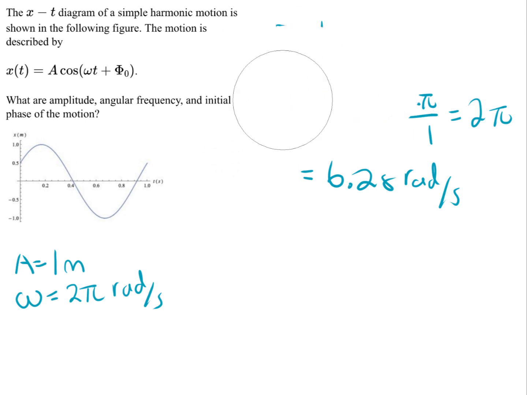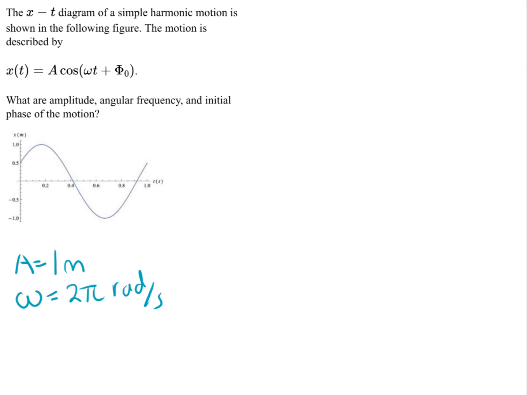Now that we have figured this out, the question asks us for the initial phase of the motion. This one is going to be a little bit harder to derive, but we can think about where the wave is when it's at its initial position. In this case, the initial position is going to be equal to 0.5 meters. Also note that this is not an answer. I'm just writing this down here for now.